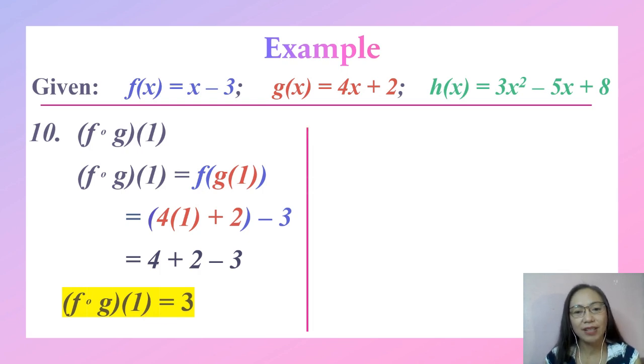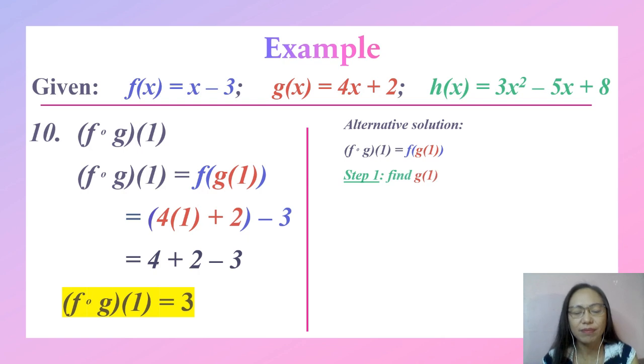We have an alternate solution here. This one is just an expanded form of what we have just done. So let's look at step 1. Okay, so we start with the given. So f composition g of 1 equals f of g of 1. So we start with finding g of 1. So we have g at 1 equals 4 times 1 plus 2.